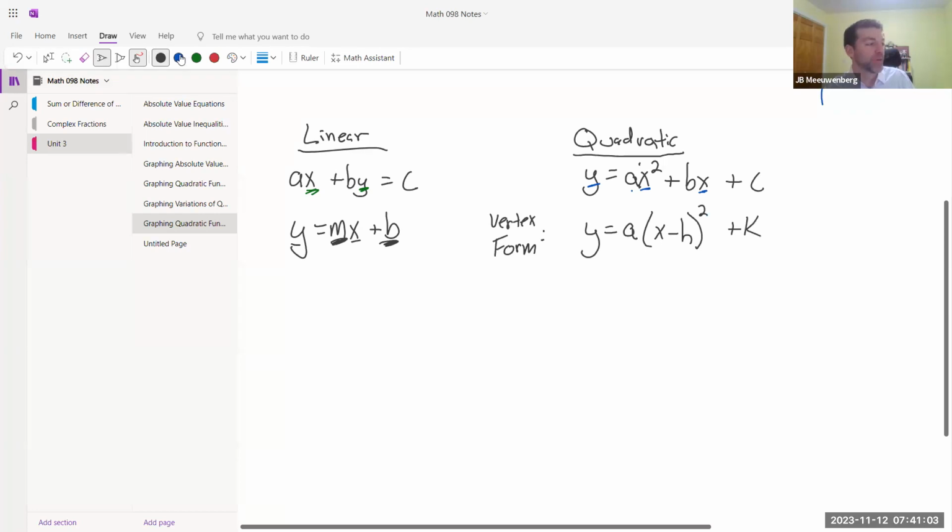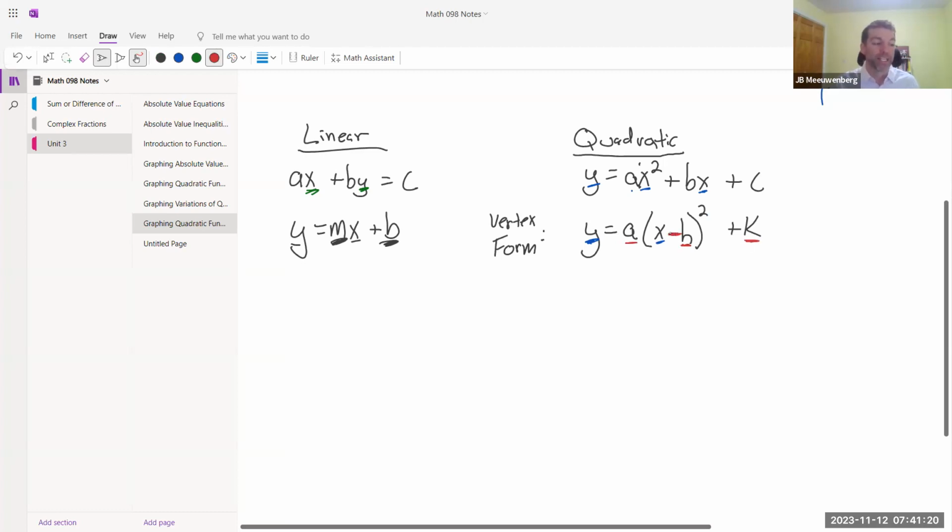So just take a second to examine that and notice some things. Notice how it still has your x and your y, just like every other equation. But then it has these other letters in it. It's got an a, it's got an h, and it's got a k.